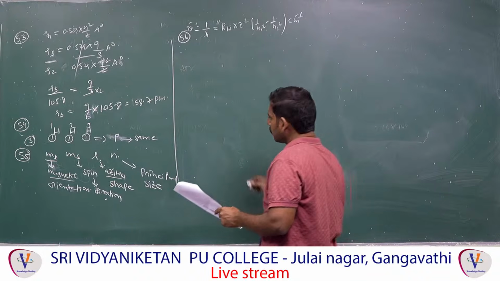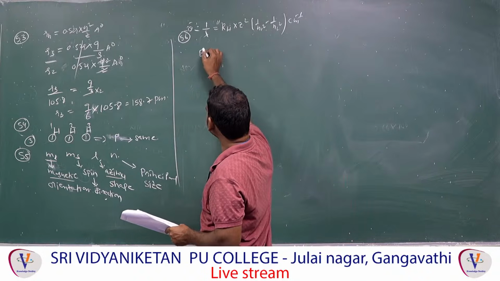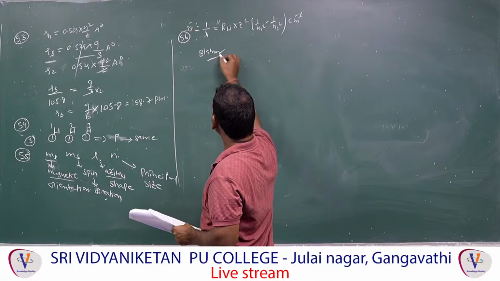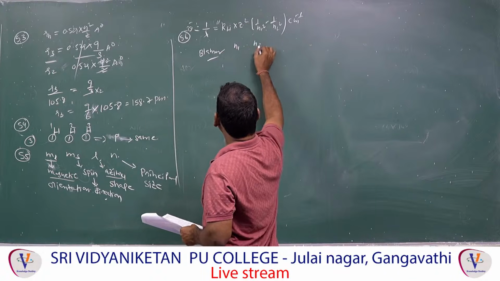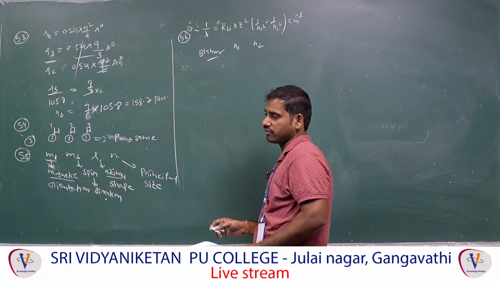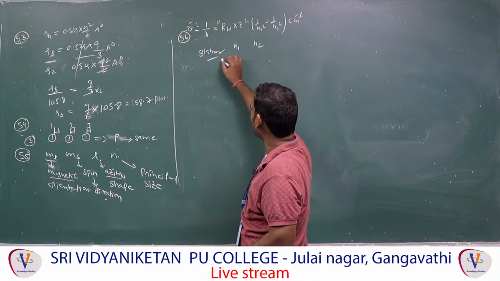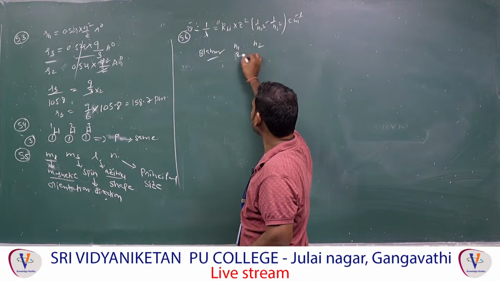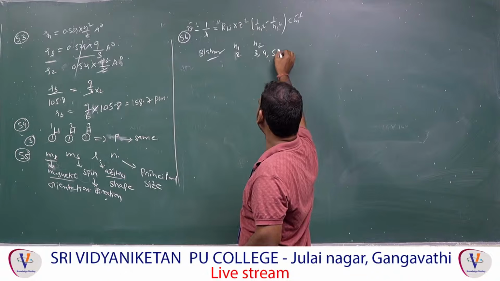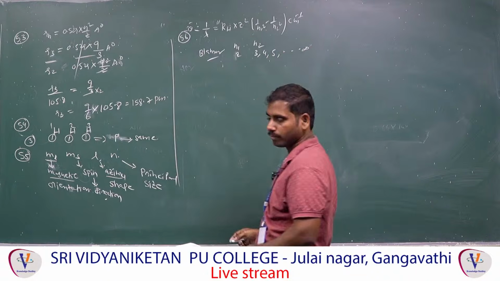What they said is Balmer series. Balmer series means N1 is the lower energy level and N2 the higher. The series are Lyman, Balmer, Paschen, Brackett, Pfund. For the Balmer series, the N1 value is 2, and the N2 value is 3, 4, 5 and so on to infinity.